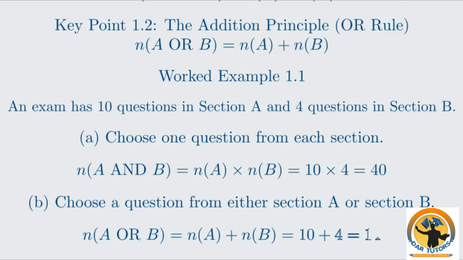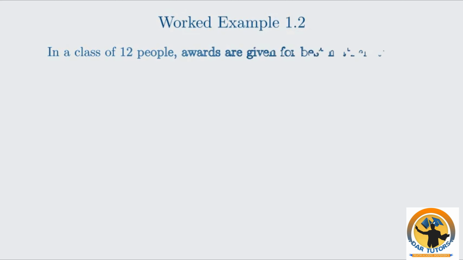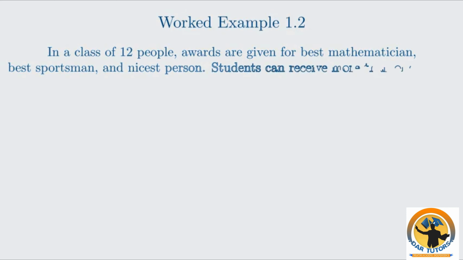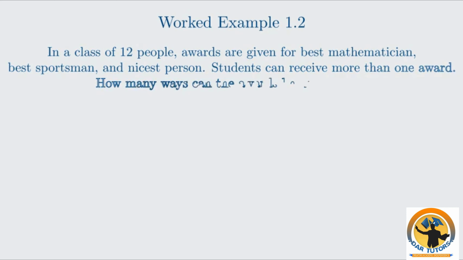You have 14 total questions to pick from. Now let's consider a slightly different type of problem, where we can make the same choice multiple times. This leads us to a general idea. In a class, there are awards for Best Mathematician, Best Sportsman, and Nicest Person. Students can receive more than one award. If there are 12 people in the class, how many ways can the awards be distributed?